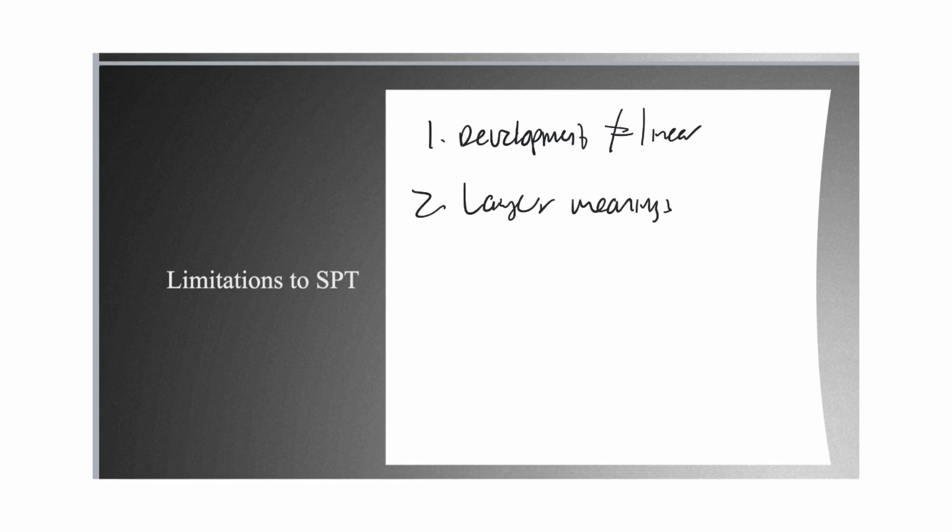Now, there are some limitations to social penetration theory, of course. Number 1, development's not always linear. And this is also going to be true when we talk about the next model here. And layer meanings can vary. So like we said, some things that are personal to you may not be personal to me, and some things that might be personal to me might not be personal to you.